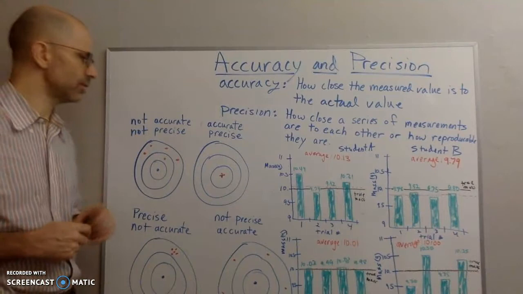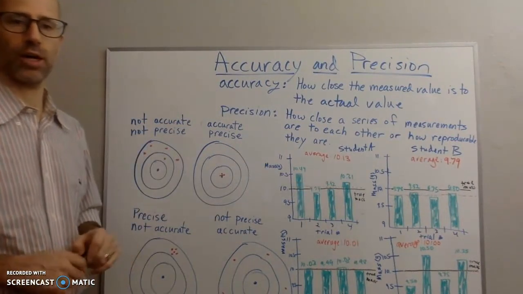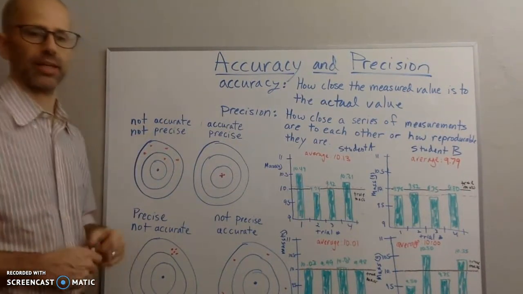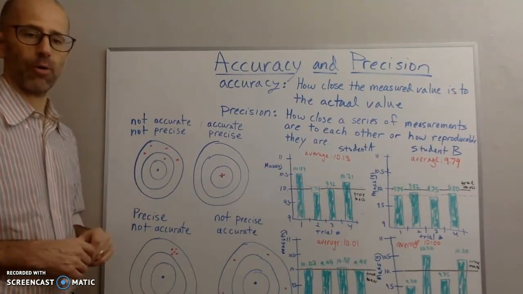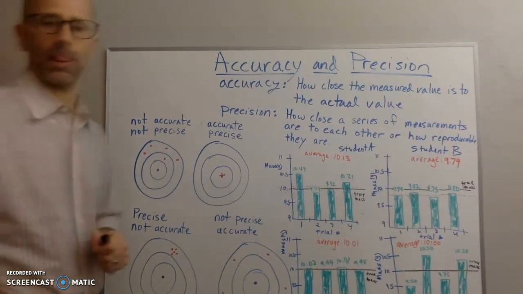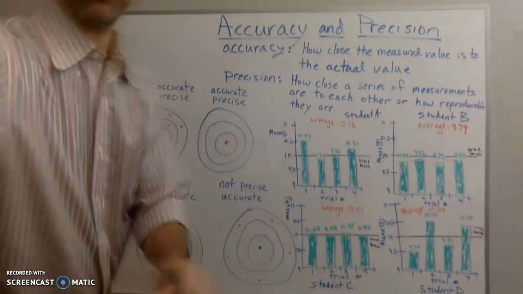Okay, so I got a couple sets of graphs to use. First one is an analogy. It's a very popular analogy, and I think it goes a long way to help clarify or visualize what accuracy and precision are. So if I bring this down just a little bit so you can see.